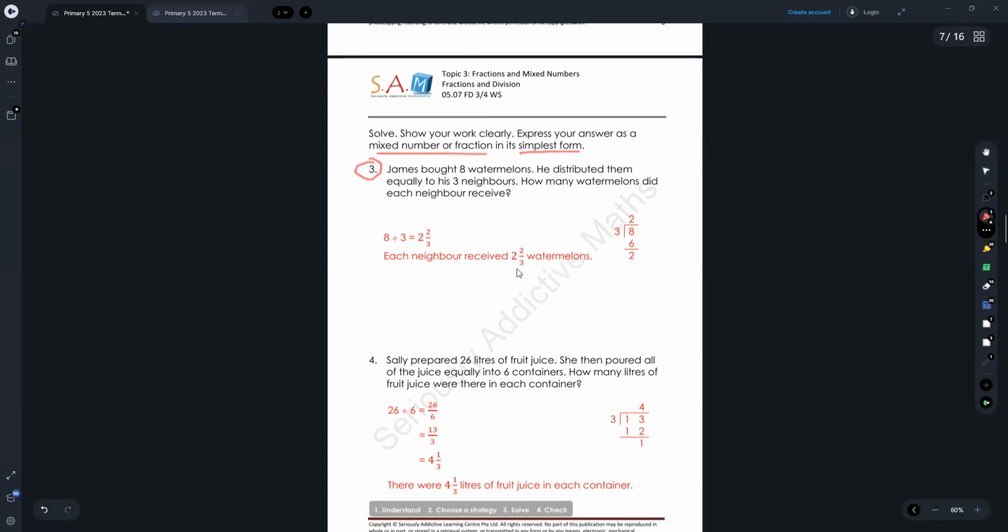Then for the answer, they write a word statement. Don't accept 2 whole, 2 out of 3, just like that. They have to answer the question. Each neighbor received 2 whole, 2 out of 3 watermelons.